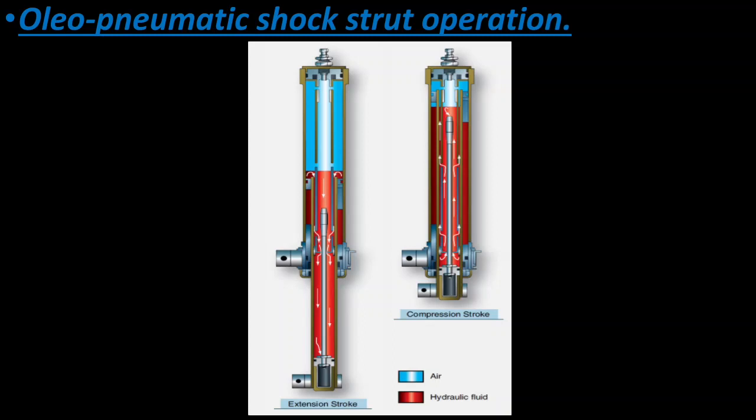So as you can see in the picture, during the extension stroke, the lower cylinder moves out of the upper cylinder, and the hydraulic fluid comes from the upper cylinder to the lower cylinder. So fluid is forced back down into the lower cylinder through a restricted snubbing orifice. The snubbing of the fluid flow during the extension stroke dampens the aircraft rebound and reduces oscillation caused by the spring action of the compressed air. So this is how oleopneumatic shock struts operate.